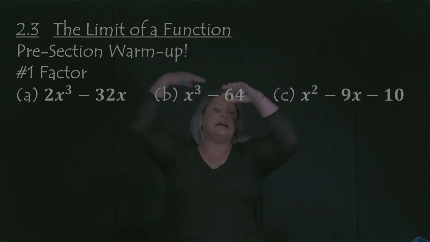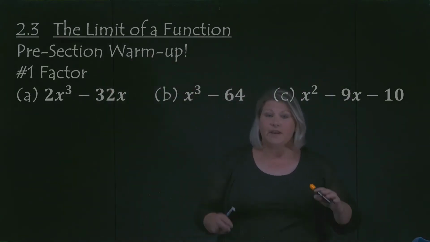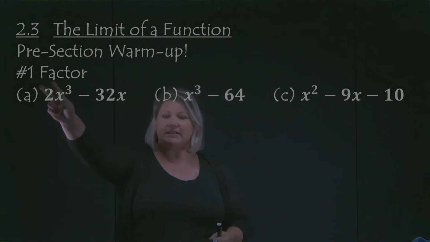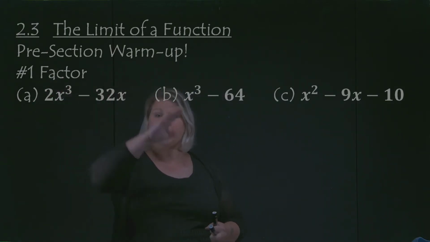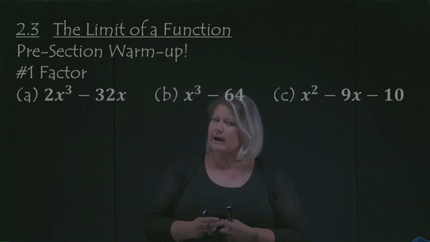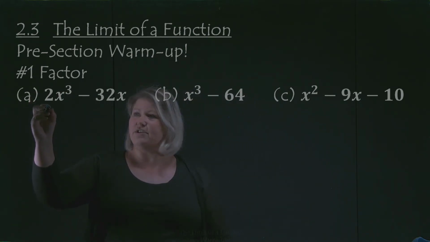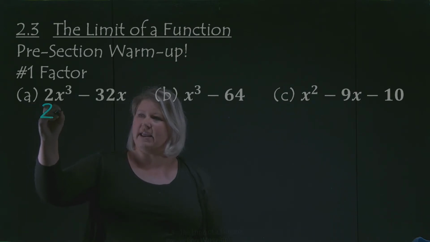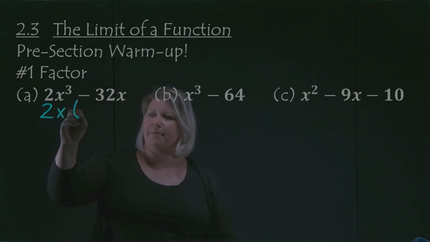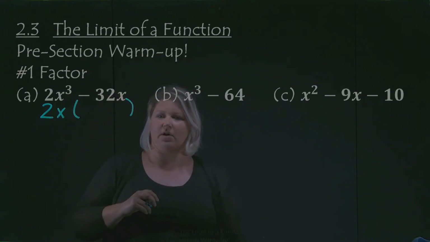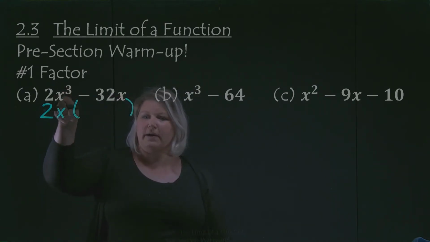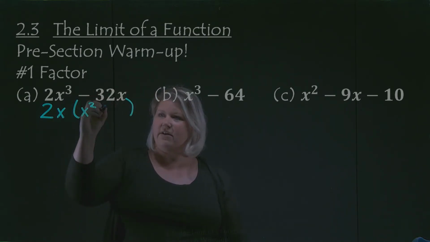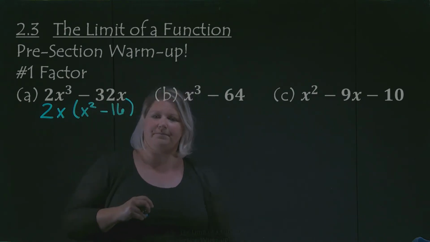This is not a comprehensive sample, but you definitely have to know how to factor. So let's take a look at this one here. This is a binomial. It has 2 terms. I'm going to factor it using the GCF method. So I can take out a 2 and I can take out an x from both terms. All right. So if I take a 2x out of here, I'm going to end up with x squared. If I take a 2x out of here, I'm going to end up with a negative 16.